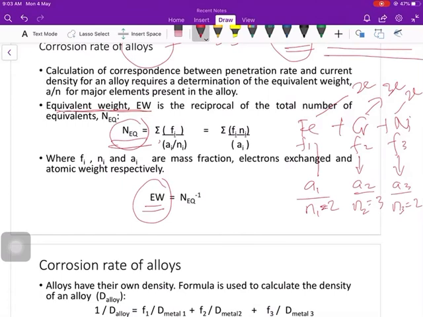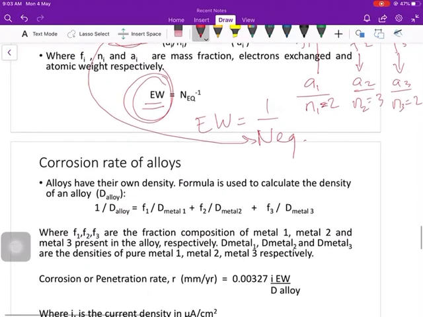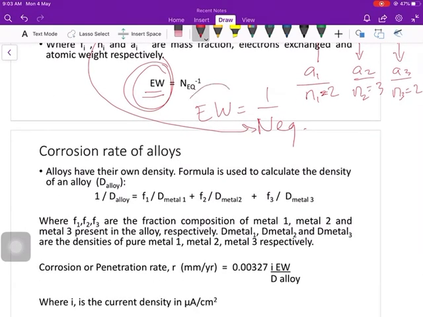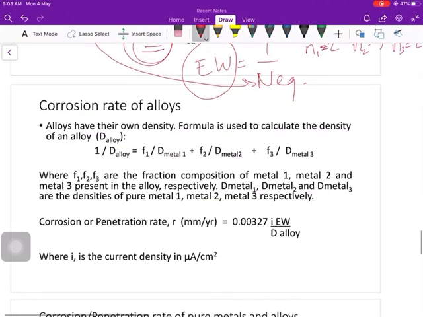Once you have calculated this equivalent number, you can get the equivalent weight. Equivalent weight is 1 over NEQ. Once you get this, you just insert it into this equation. Why do you want to calculate this? Because this is the formula for the corrosion rate of an alloy, which is new compared to pure metals.